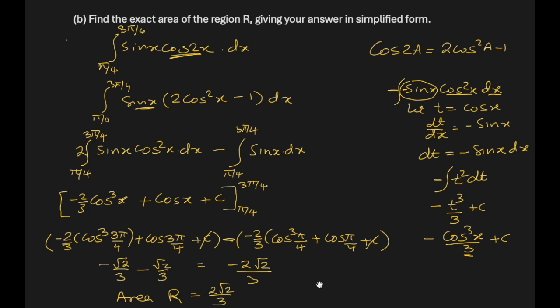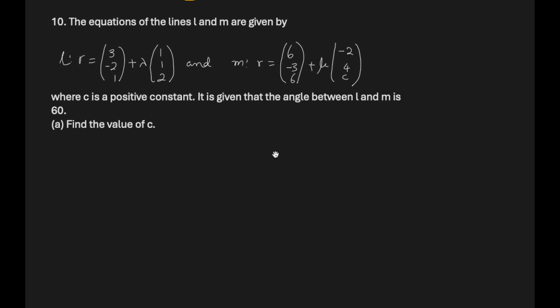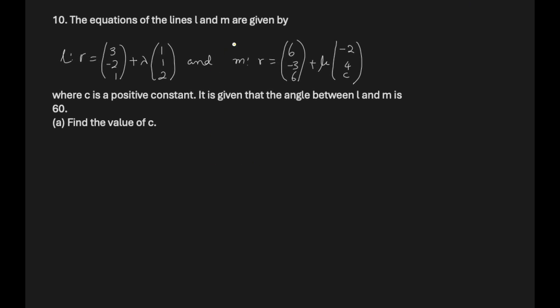Let's move on to the next question, question number 10. The equations of the lines L and M are given this way, where C is a positive constant. It is given that the angle between them is 60 degrees. Find the value of C. So the angle is decided by the direction, not by the points. So this is a direction vector, this is a direction vector. The angle between them is 60 degrees. So we'll find C according to this.